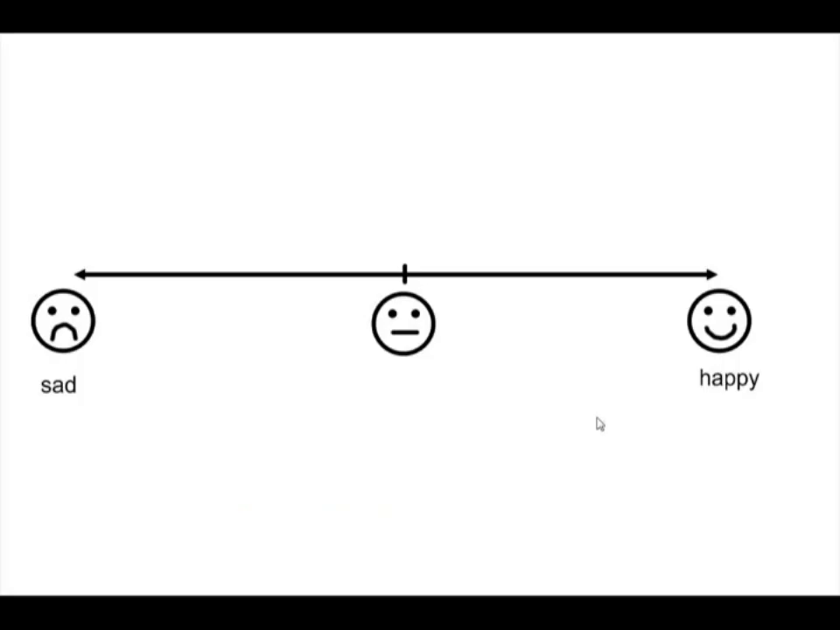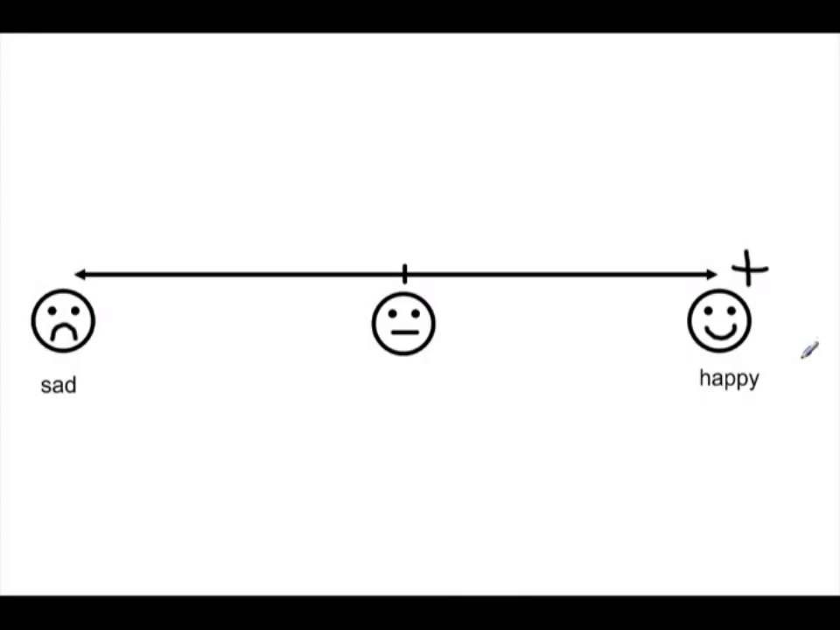This is one way that we can think about adding and subtracting integers using a number line as a model. On my number line, I've got in the middle a neutral face, which corresponds to 0, like a neutral feeling. Let's imagine for a second that the positive direction on the number line is happy. Normally, to the right is positive on a number line, but let's think of positive as being a happy state.